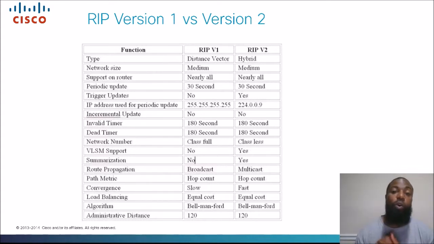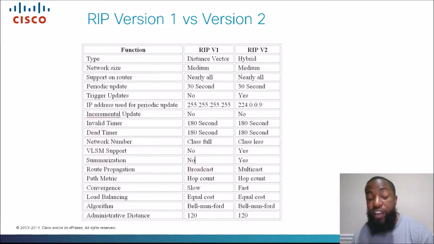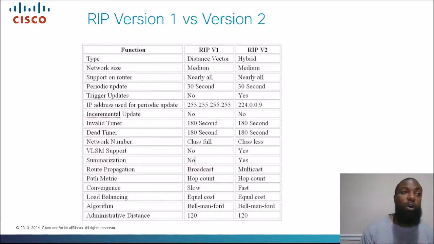But anyways, version 1 is distance vector. RIP version 2 is a hybrid, meaning it's a bit of distance vector, and it's also a little bit of link state, I believe. I don't know, I gotta research that. They are both used for medium-sized networks. Nearly all routers support both version 1 and 2.